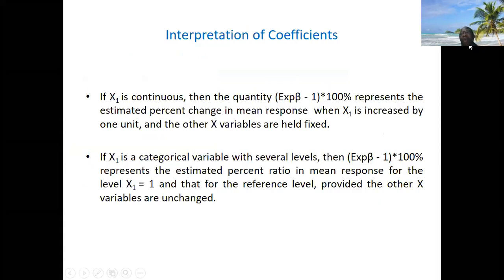Yes, this is the interpretation of the coefficient. If x1 is a continuous variable, that is, if the exposure variable is continuous, then the quantity exponential of beta minus 1, times 100, is what we look at. If the exponential is 1, what does it mean? It means that this thing has not changed. By a 1 unit increase in the exposure, the rate of the event has not changed. It's still 100% the way it is.